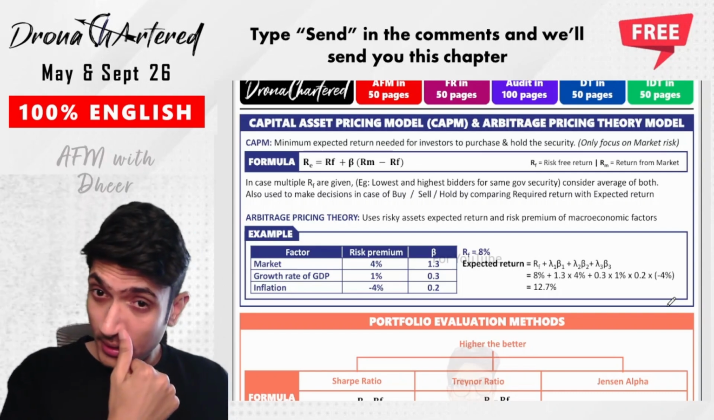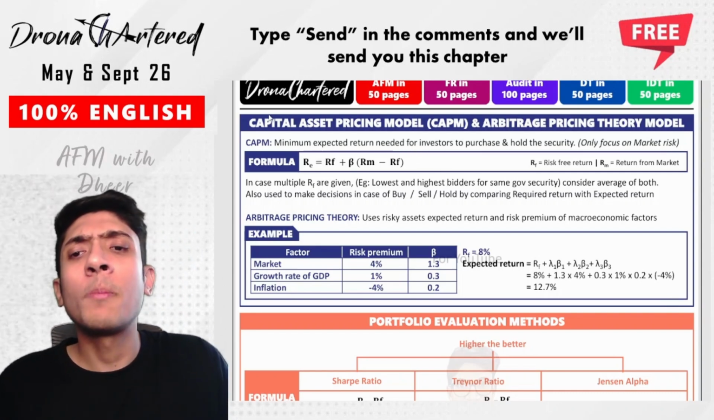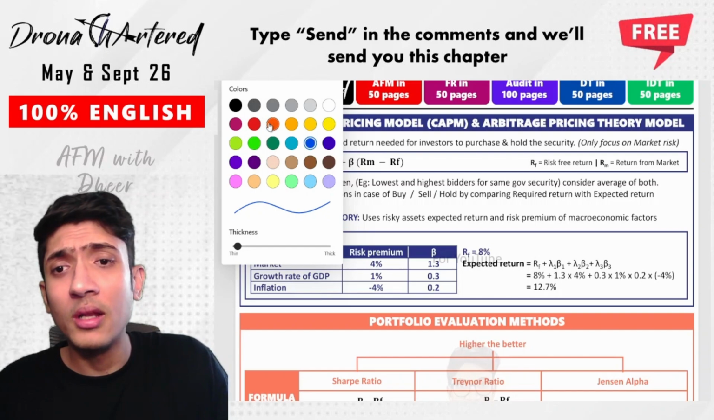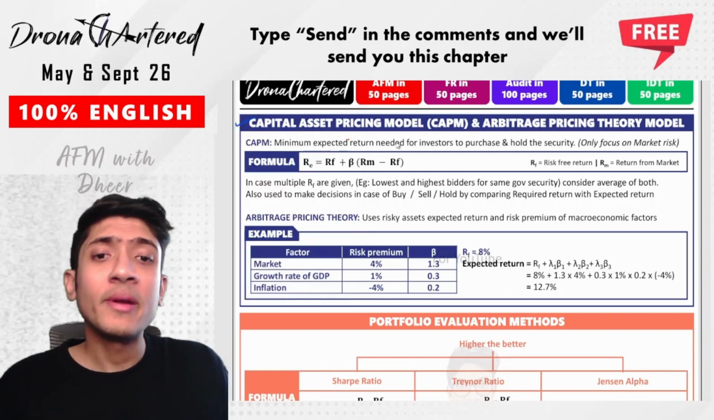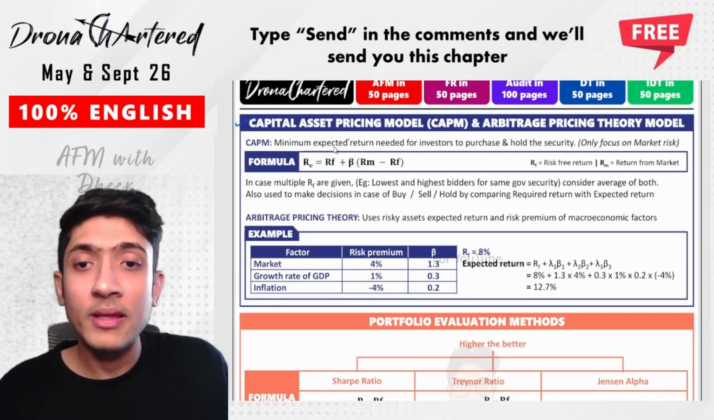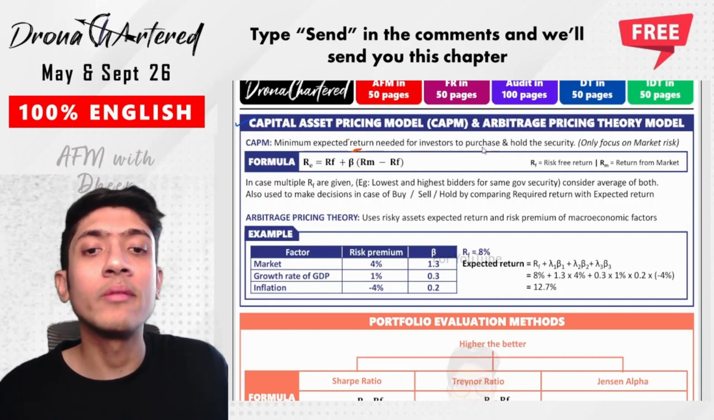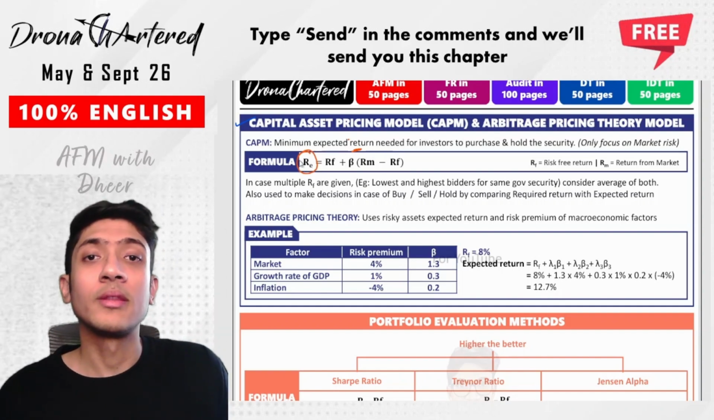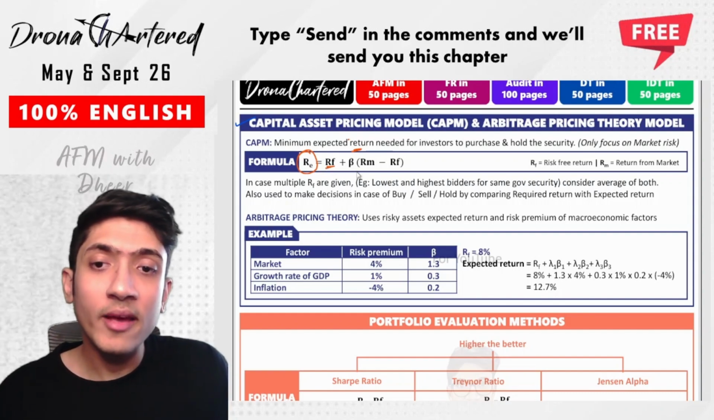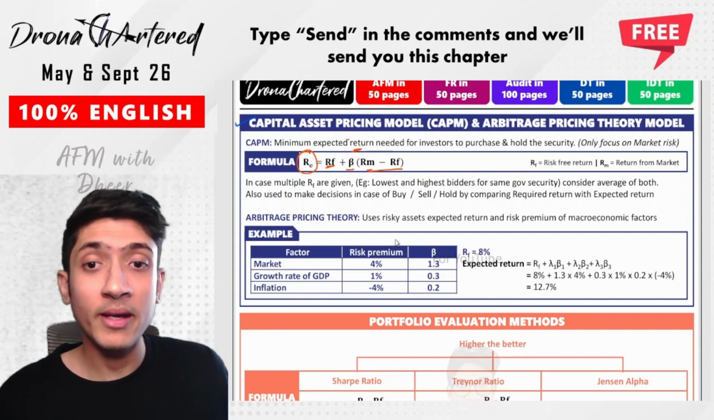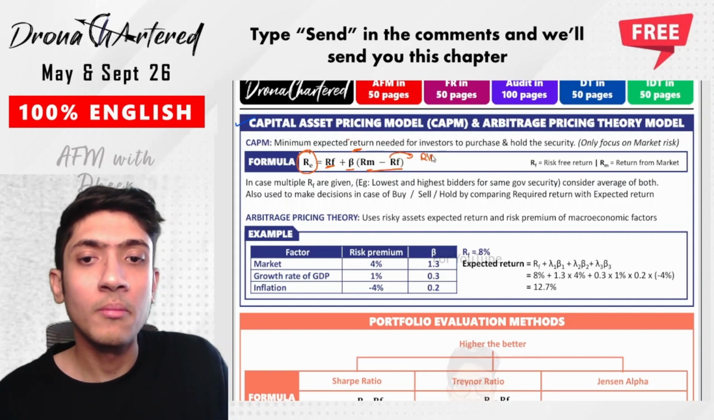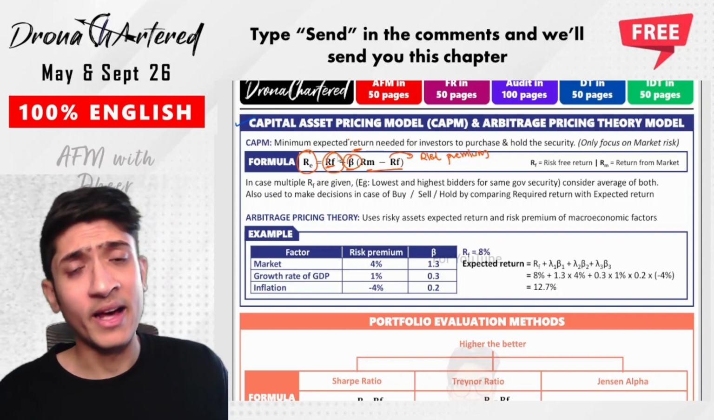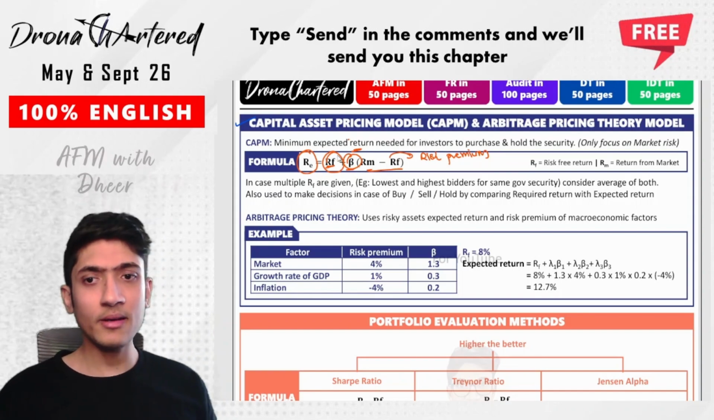Perfect. So we have your capital asset pricing model, that is your CAPM method. We've learned this a lot of times. What do we mean by CAPM model? Your capital asset pricing model is basically the minimum expected return needed for investors to purchase and hold the security. What is the minimum return? That is your RE, your return expected, which is equal to RF plus beta into RM minus RF. Your RM minus RF is nothing but your risk premium. You multiply this with beta and add RF to get your expected return.